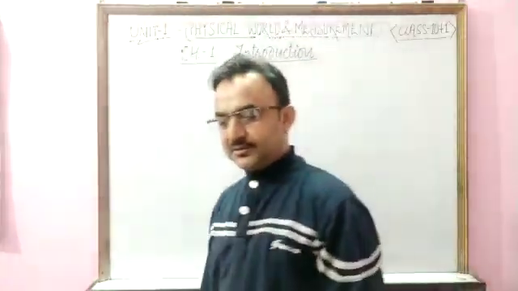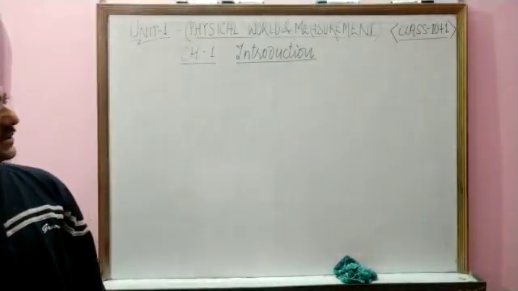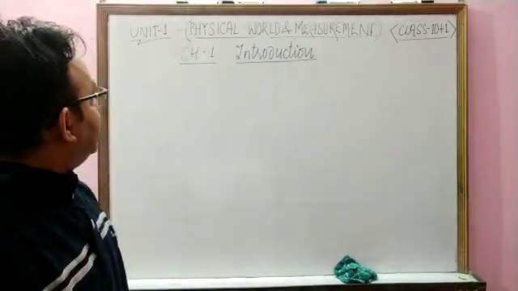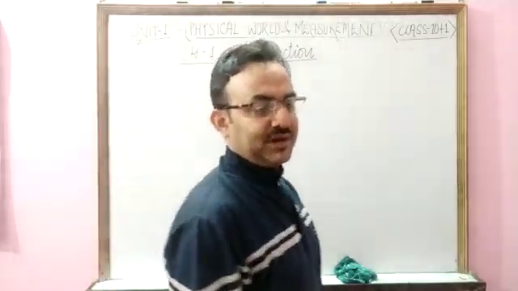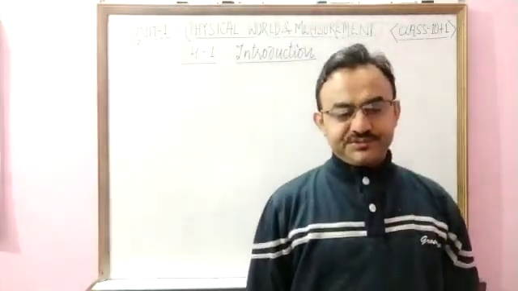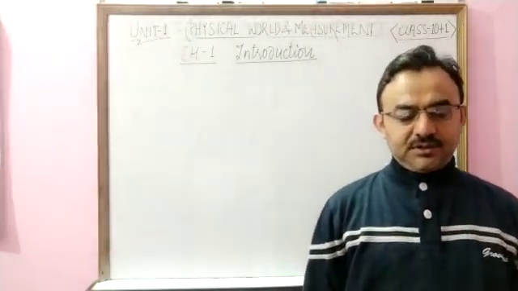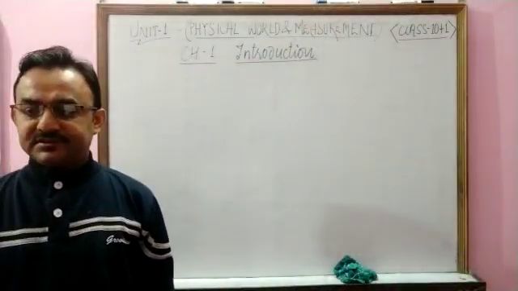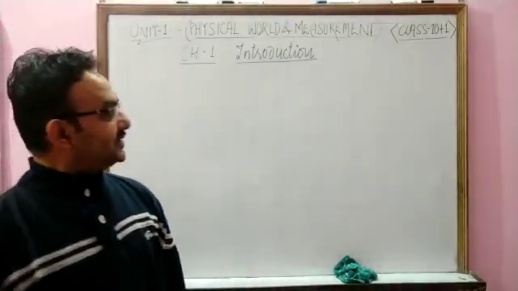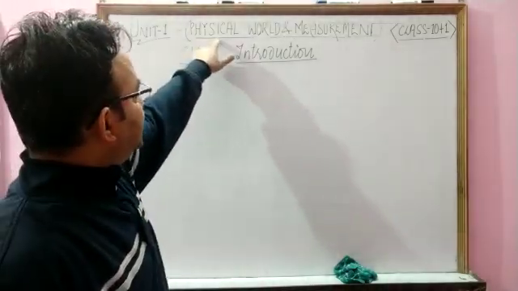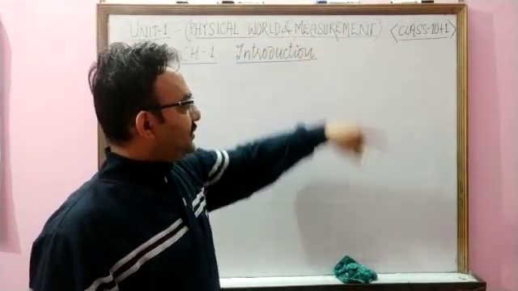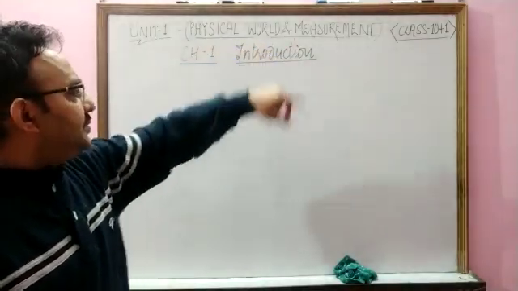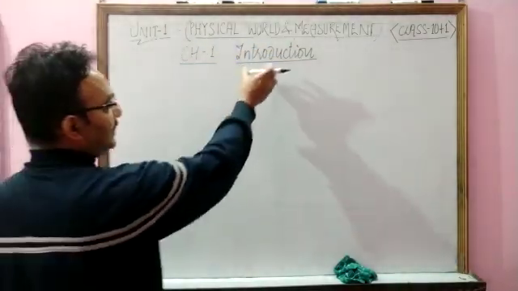Here you will make the study and discussion about the subject physics. In class +1 you have 10 units. All the units are divided into chapters. The first unit is physical world and measurement, having the first chapter, introduction.